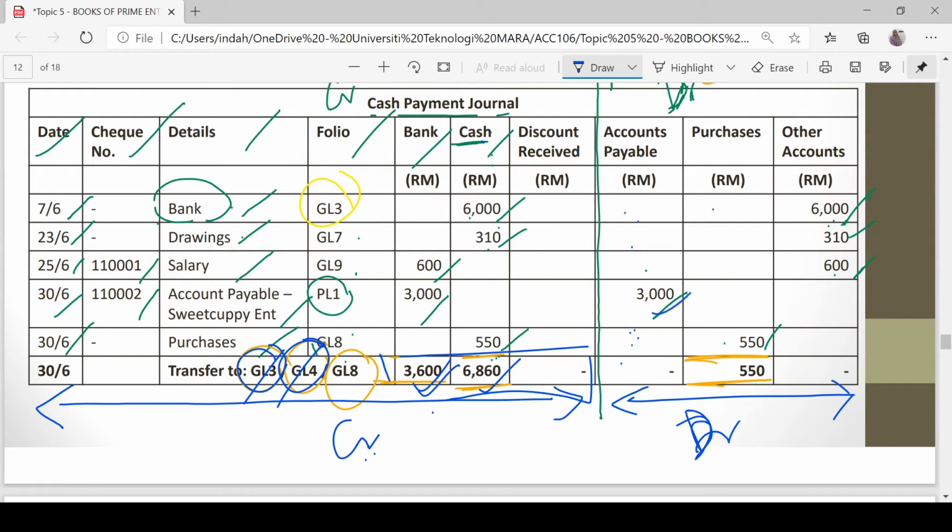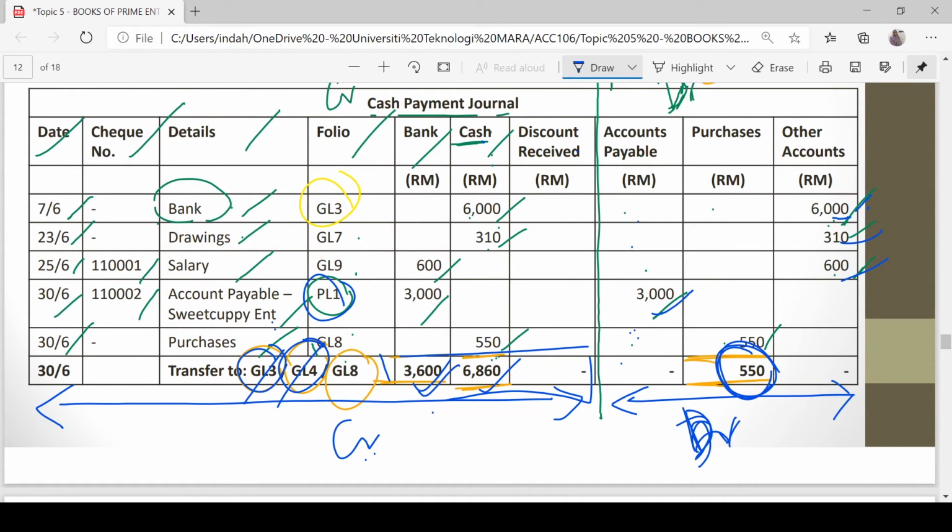So this is 3,000 from Sweet Copy, a payment to Sweet Copy. So we are going to debit the Sweet Copy account, PL1. For purchases, we transfer the total. For other accounts, we transfer to the individual account. Bank, no problem, we already added it up in the cash receipt journal. Drawing, we show in the drawing account. Salary, we show in the salary account.